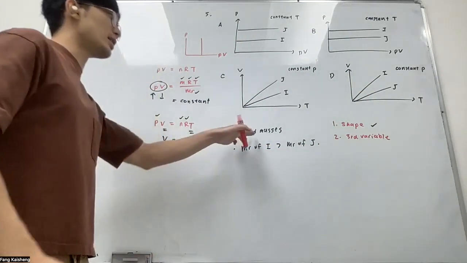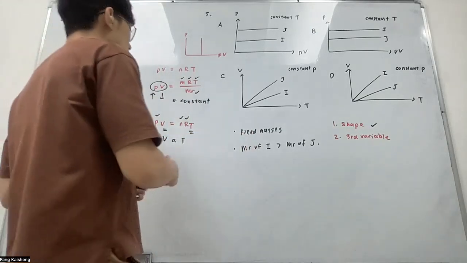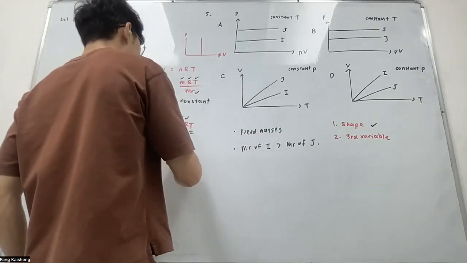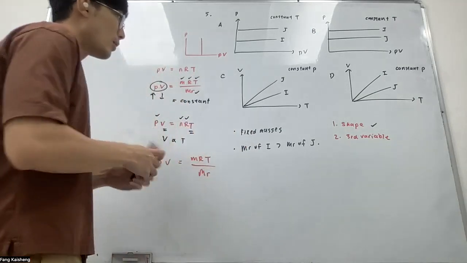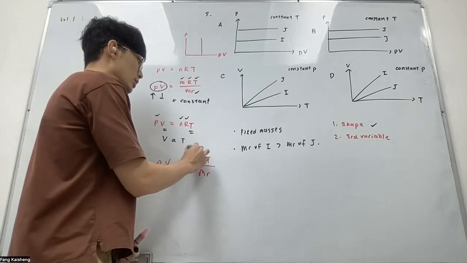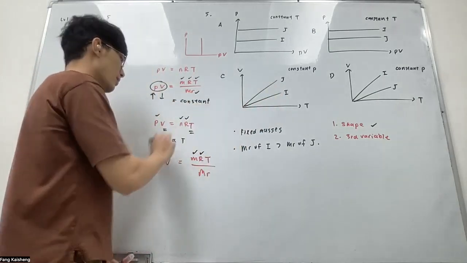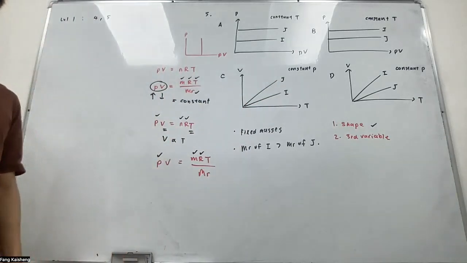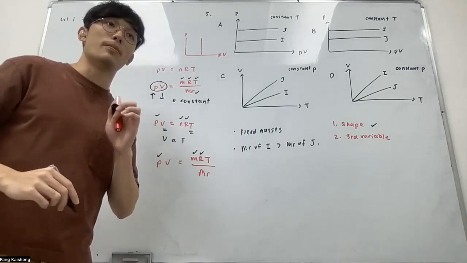Okay, so in this case, I need to bring back this equation because now the MR is also different, right? So why not bring that back? PV equals mRT over MR. Once again, mass is constant, R is constant, temperature is not constant, your pressure is constant. We have three variables, and it's not possible for us to compare three variables.